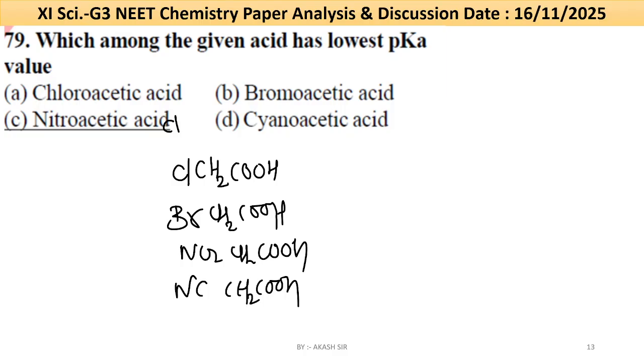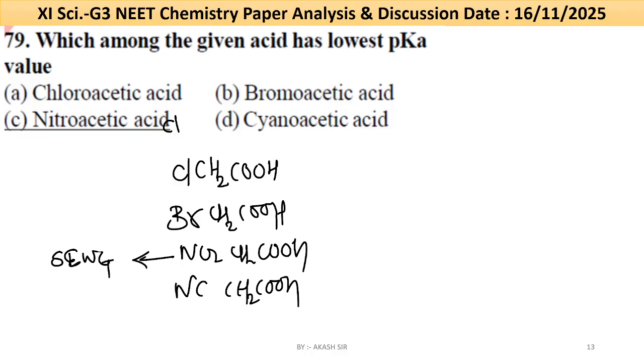Okay, the pKa values are influenced by the electronegativity and the electron withdrawing nature of the substituents. Generally, nitro group is a strong electron withdrawing group. Cyano group is also a strong electron withdrawing group. Halogens like chlorine and bromine are electron withdrawing but less effective compared to nitro and cyano in terms of stabilization of the conjugate base through resonance and inductive effects.